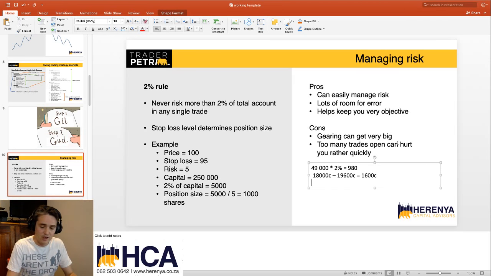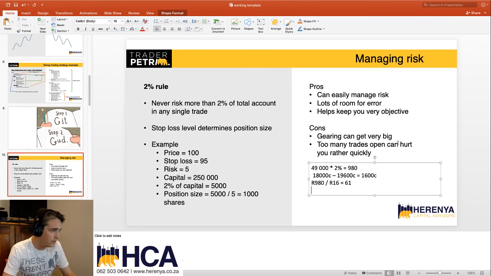So now what we want to do is, once again, take our risk that we're willing to take, 980 bucks, and divide that by 16 Rand. 980 divided by 16 gives us 61.25, so we're going to round off to 61. Now we can short 61 ShopRite shares, and we know if we stop out at 196, we only lose 980 Rand.